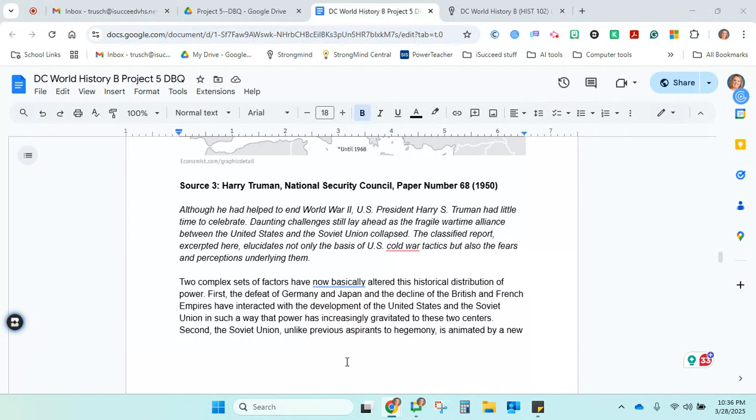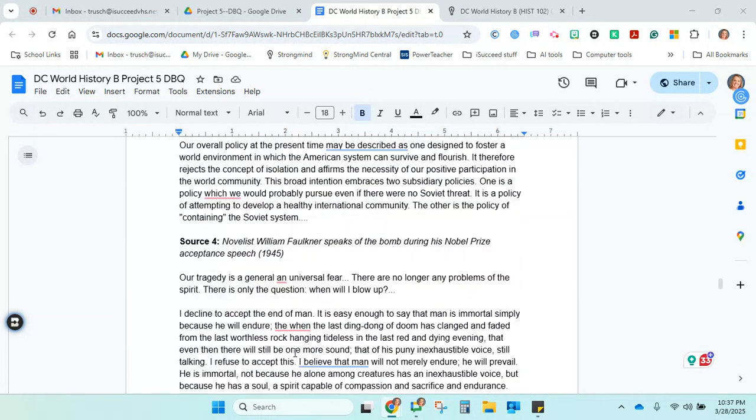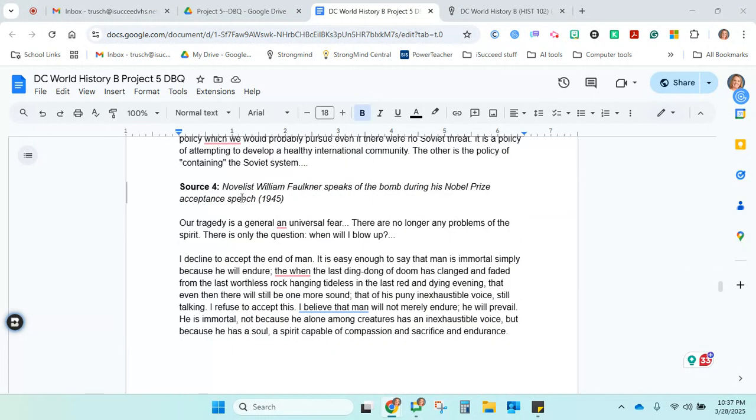Okay, so this talks about Harry Truman and about how he also had some Cold War tactics as well. Okay, so this might be a document that you could use to say that it wasn't all Joseph Stalin, that it might have been Harry Truman who started the Cold War. Okay? So, there you go.